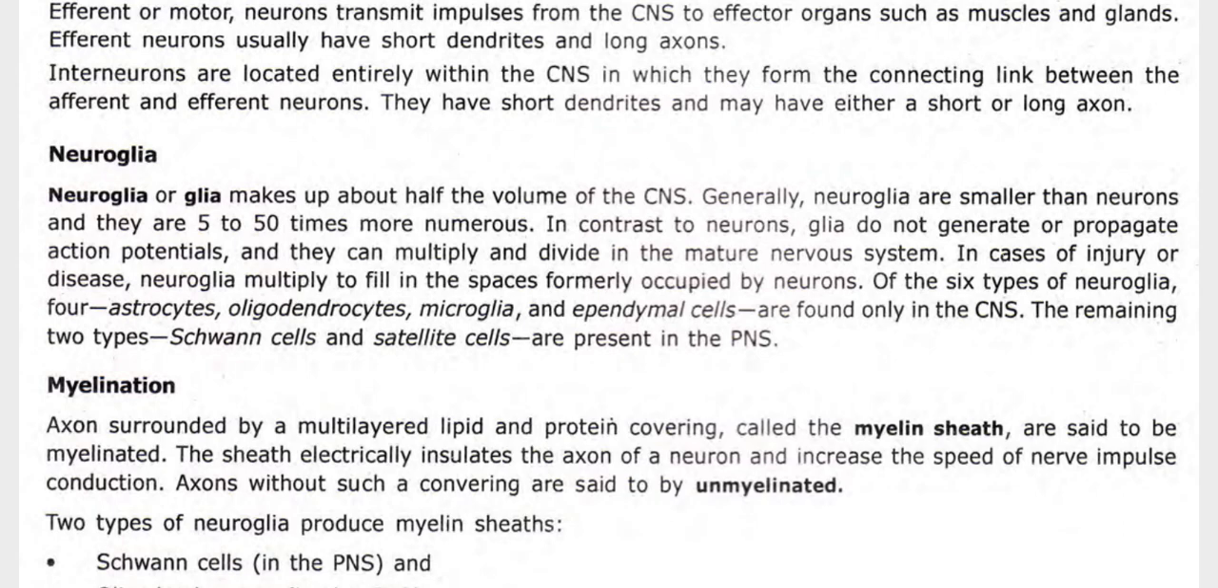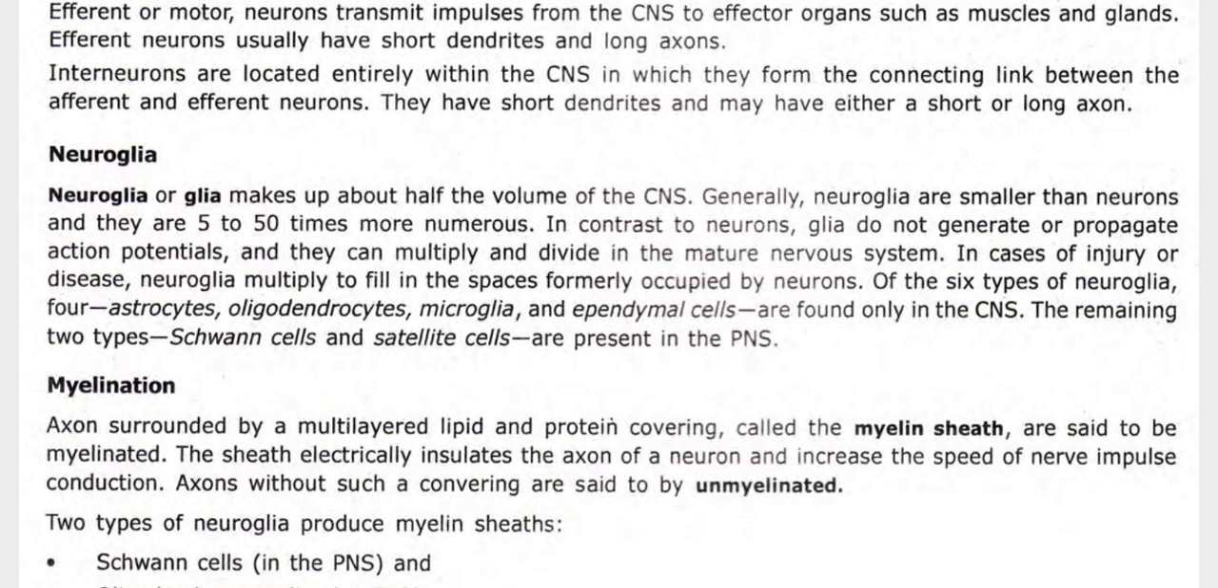Of the 6 types of neuroglia, 4 are found in the CNS: astrocytes, oligodendrocytes, microglia, and ependymal cells. Just look at the spelling of ependymal cells. Ependymal cells are found only in the central nervous system.